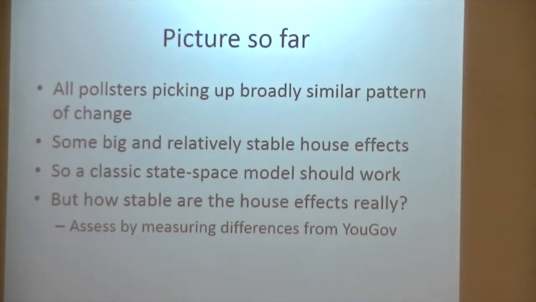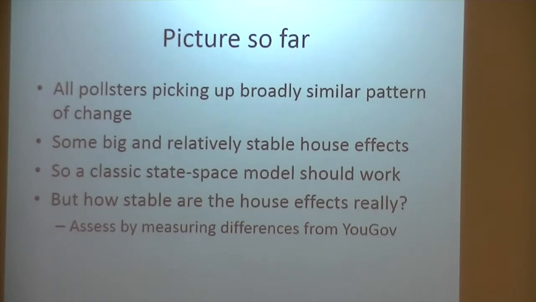So the picture so far in the presentation, I would say, is that there are kind of broad stories. We're not seeing anything serious, so it suggests they're all showing pretty broadly the same pattern of change, and there's clearly a lot of stability to the house effects, if not very clearly. So both of those things suggest that a classic state space latent variable model should work well, but those graphs are not very well designed for picking out changes in house effects.